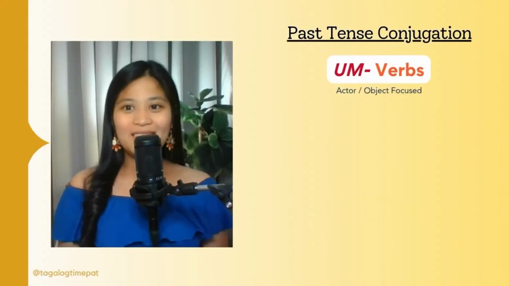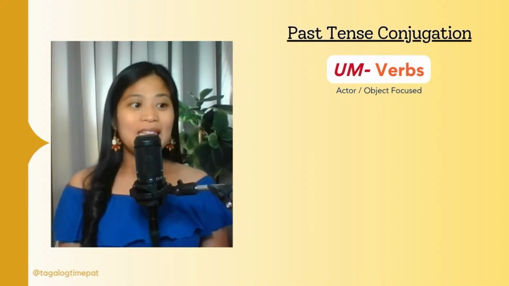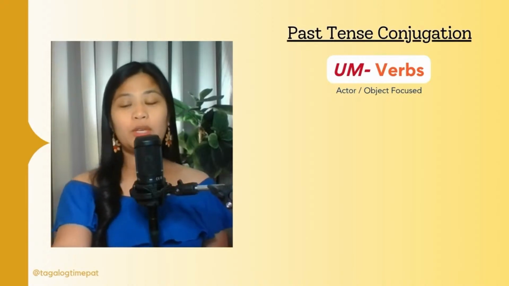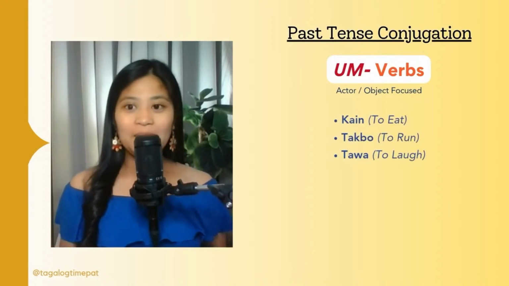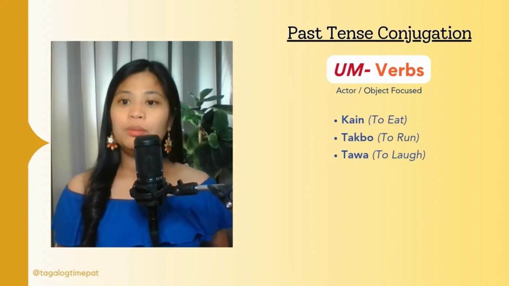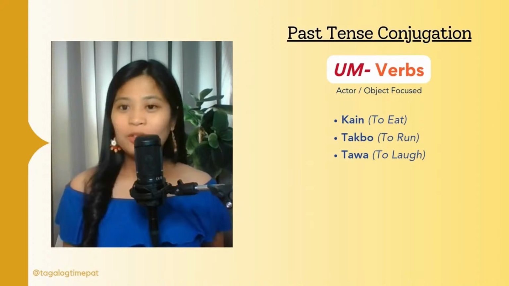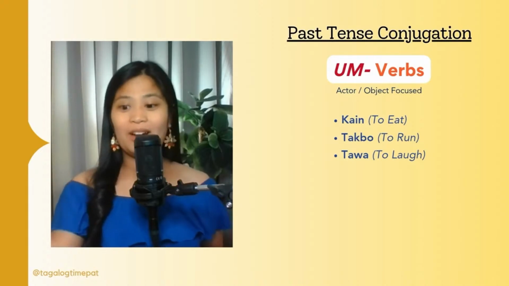All right, so now let's take a look at um verbs. These can be actor or object focused depending on the context, and here are some examples. Kain means to eat, takbo means to run, tawa means to laugh. And again, you might be wondering, why are these um verbs? There is no um in there.